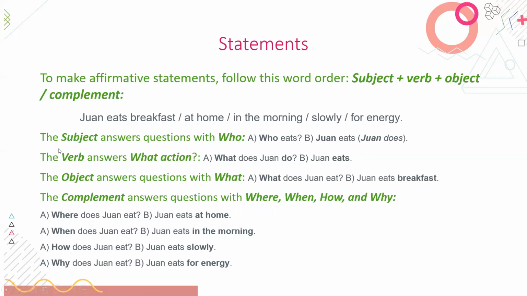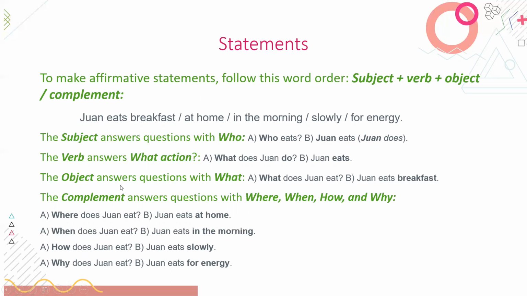It depends. The subject answers questions with who. Who eats? Juan eats. Or Juan does. Juan is the person who eats in this sentence. The verb answers what action. What does Juan do? Juan eats. What is the action? What is the action Juan does? He eats.